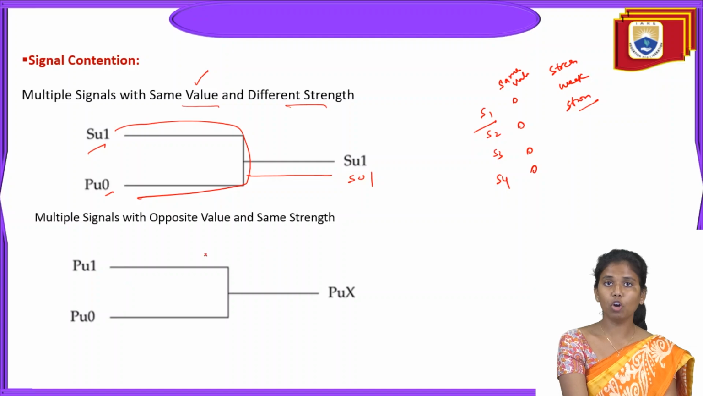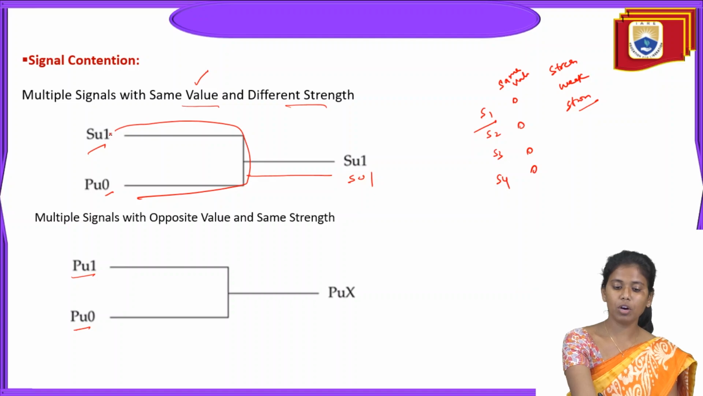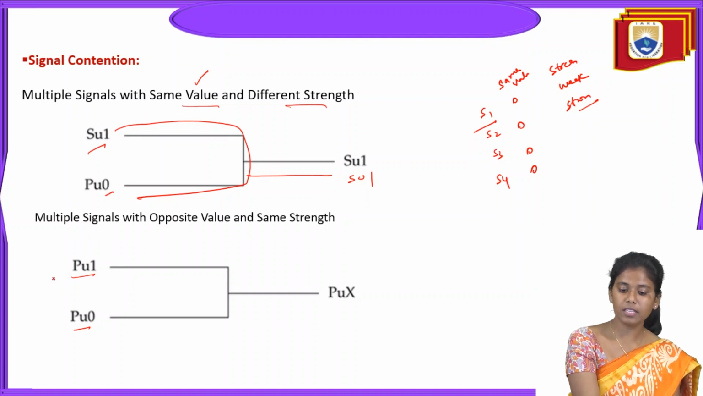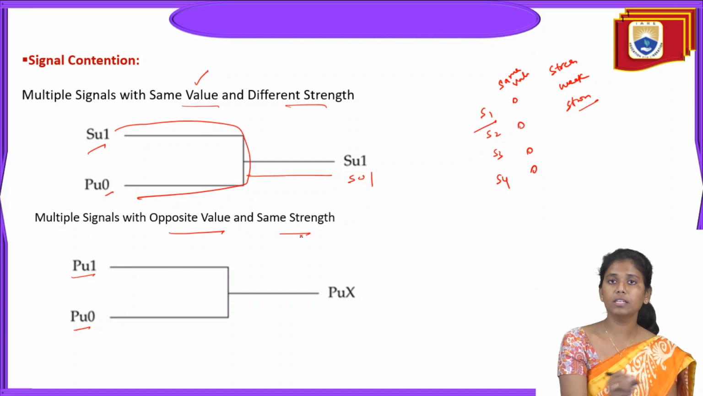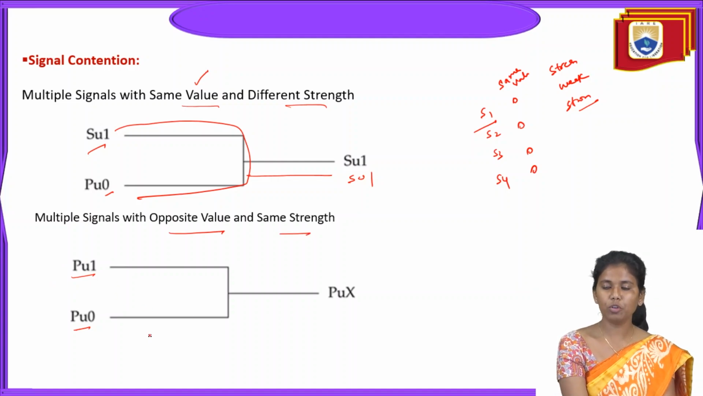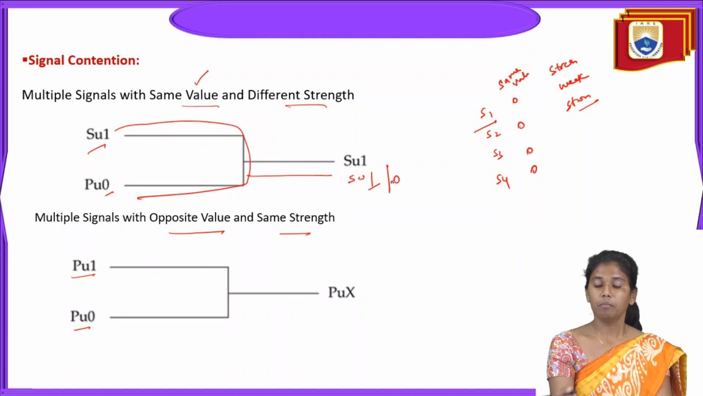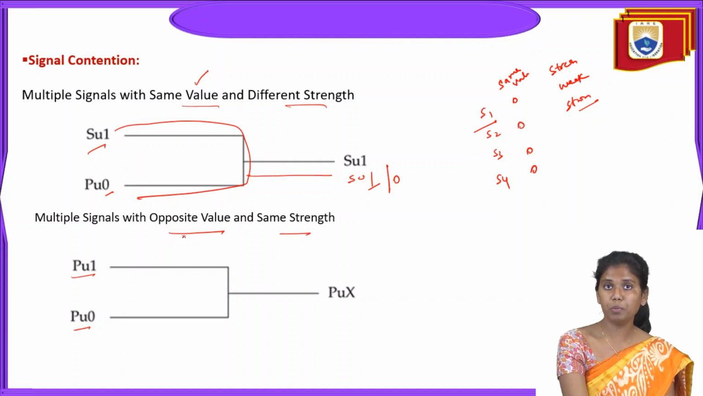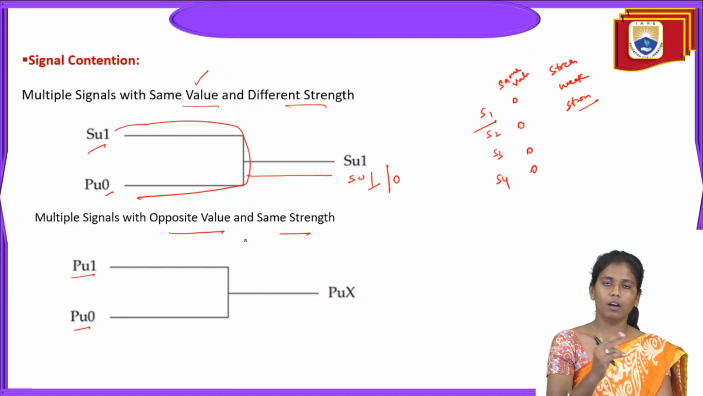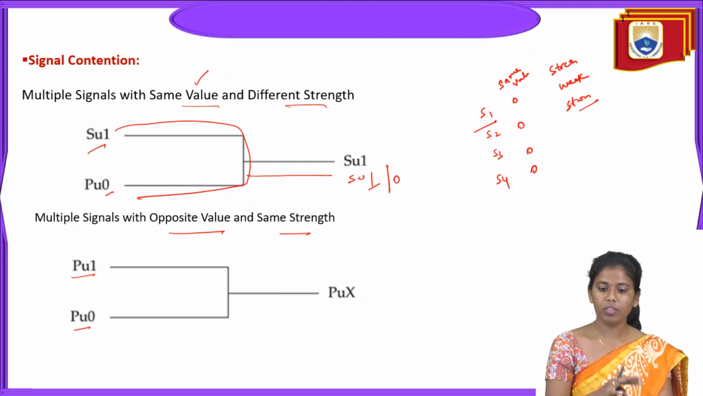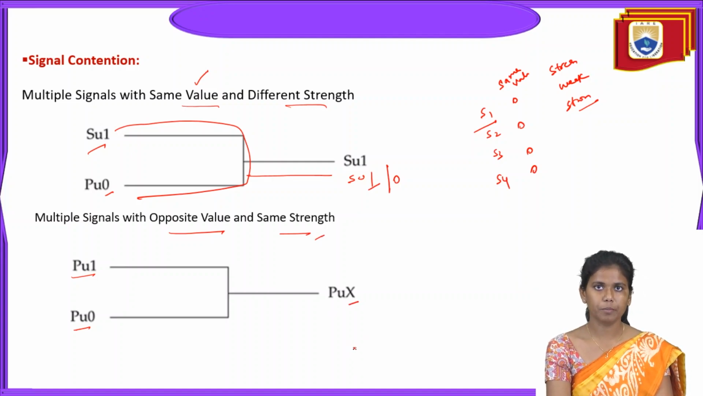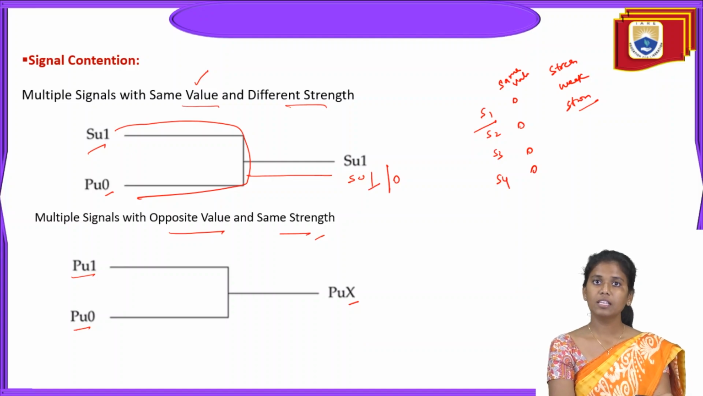Then multiple signals with opposite values. See here, PU0, PU1. These are multiple signals, but they have 1 and 0, opposite values with the same strength. When we have different strengths, we get the output as either 1 or 0. But when the values are opposite to each other, the strength is the same. That's the reason we represent it with PUX. So this is about signal contention.